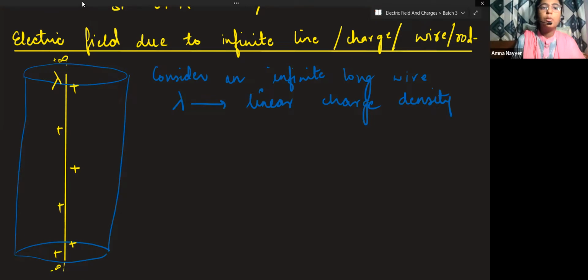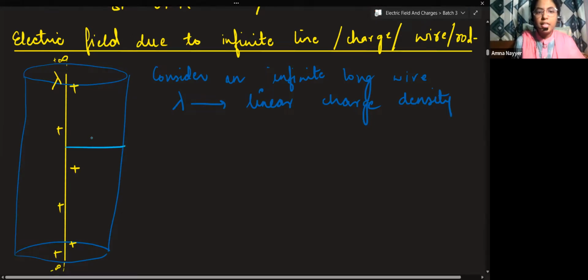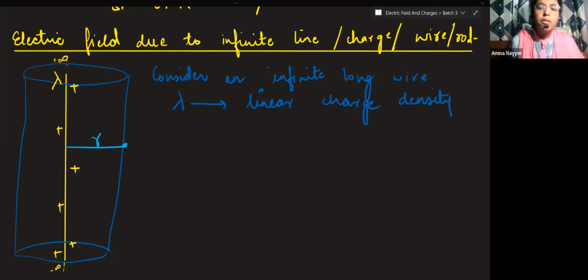Now let's take a few criteria also. Let's say this is the separation of the edge of the cylinder from the wire. We are assuming that it is infinite because we are considering an infinitely long wire or an infinitely long sheet. Sheet we'll do after this. But if you have an infinitely long wire, how will you get the electric field?